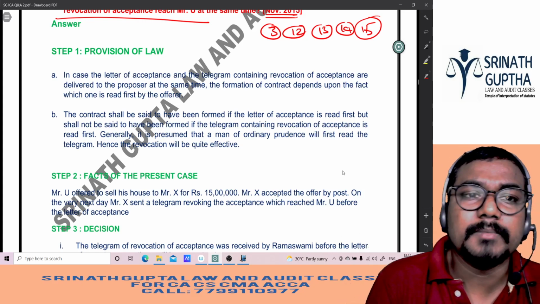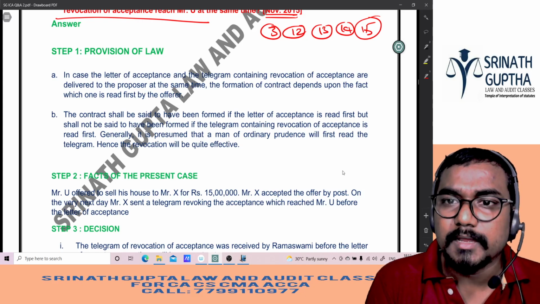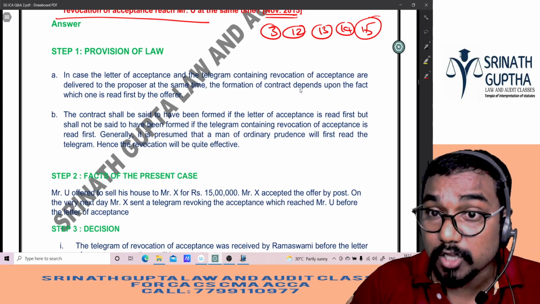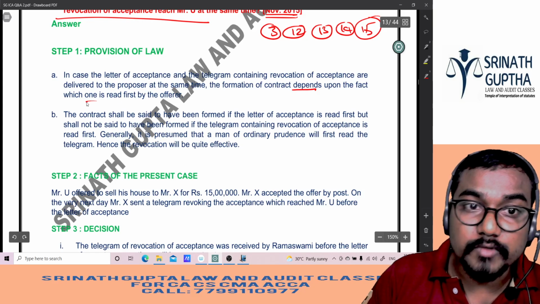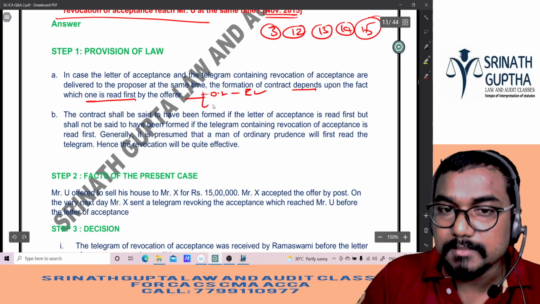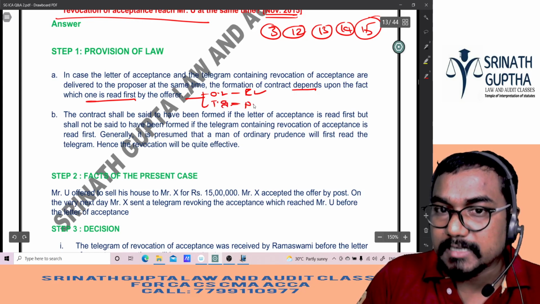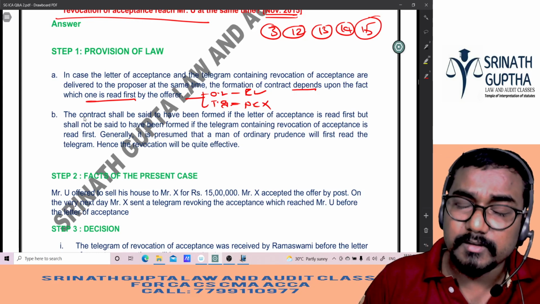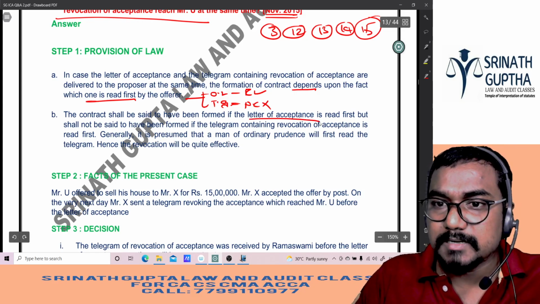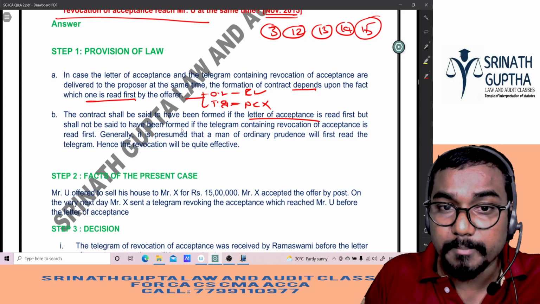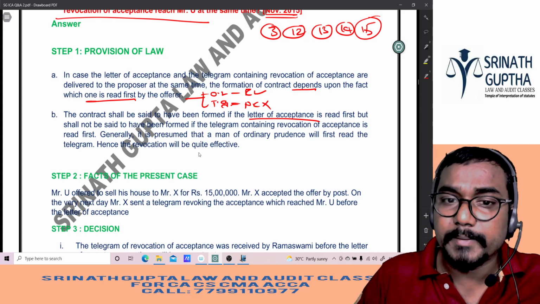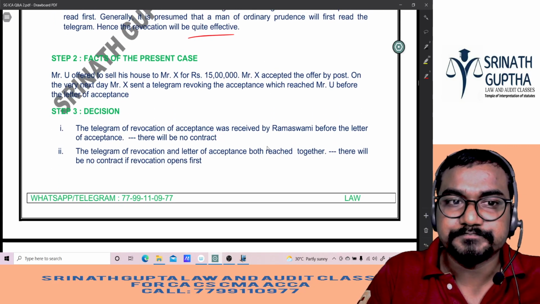Provision of the law, step number 1. In case the letter of acceptance and the telegram containing revocation of acceptance are delivered to the proposer at the same time, the formation of the contract depends upon which one is read first. If he reads the ordinary letter first, the contract will be there. If he reads the telegram first, no contract will be there. है ना बेटा? Generally he will open the telegram first. The contract shall be said to have been formed if the letter of acceptance is read first, but shall not be said to have been formed if the telegram containing revocation is read first. Generally it is presumed that we will open the telegram first. है ना बेटा? Then question.